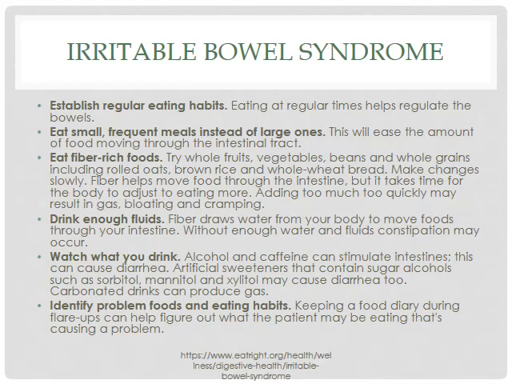Make changes slowly. Fiber helps move food through the intestine, but it takes time for the body to adjust to eating more. Adding too much too quickly may result in gas, bloating, and cramping. Drink enough fluids. Fiber draws water from your body to move foods through your intestine. Without enough water and fluids, constipation may occur.